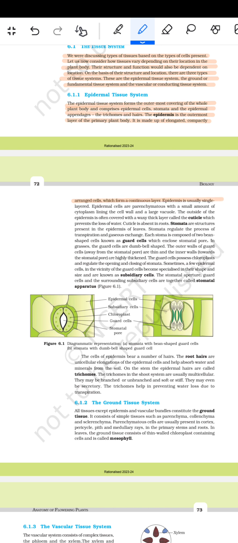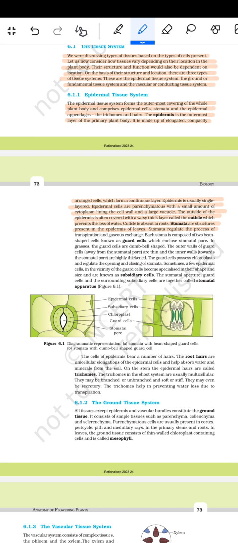Epidermis is usually single-layered. Epidermal cells are parenchymatous with a small amount of cytoplasm lining the cell wall and a large vacuole. The outside of the epidermis is often covered with a waxy thick layer called the cuticle, which prevents the loss of water. Cuticle is absent in the roots. Stomata are structures present in the epidermis of the leaves.